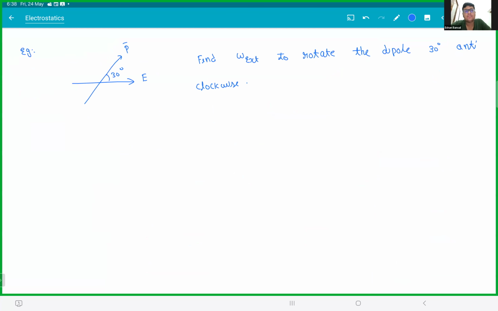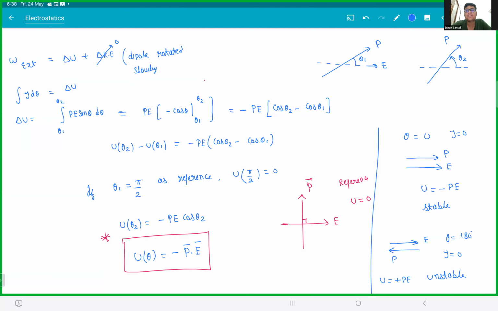Sir, Ishan, remember this, you are asking this only. Yes, I answered. In the previous page, you have taken theta 1 as reference, so then theta 2 will be theta 2 minus theta 1 now, because theta 1 and theta 2 are the angles from the electric field. But then if you took it as reference, then theta 2 should be the angle you rotated by, no? No, theta 2 is the final angle.